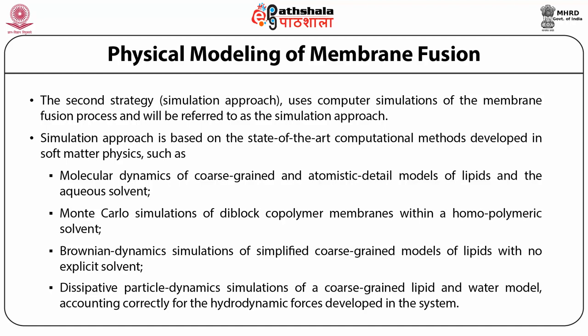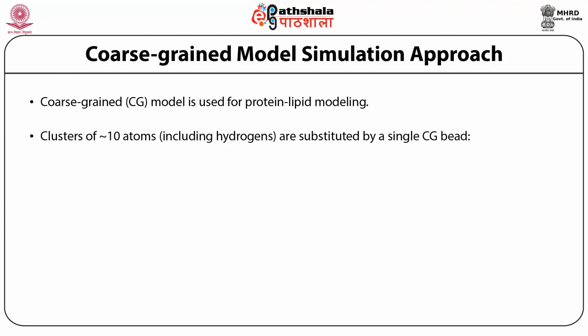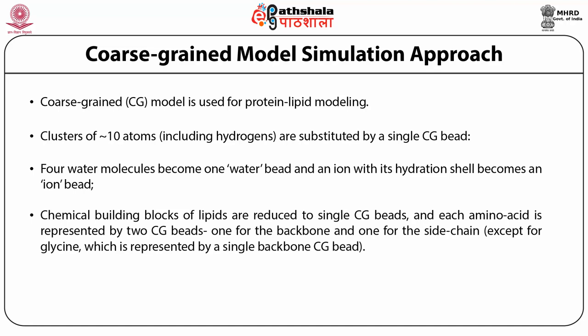So the coarse-grained model simulation approach, also known as the CG model, is used for protein-lipid modeling. Clusters of 10 atoms including hydrogen are substituted by a single CG bead, or coarse-grained bead. Four water molecules become a water bead, and an ion with its hydration shell becomes an ion bead. So the chemical building blocks of the lipid are reduced to single CG beads, and each amino acid is represented by two CG beads, one for the backbone and the other for the side chain, except glycine, which is represented by a single backbone CG bead.